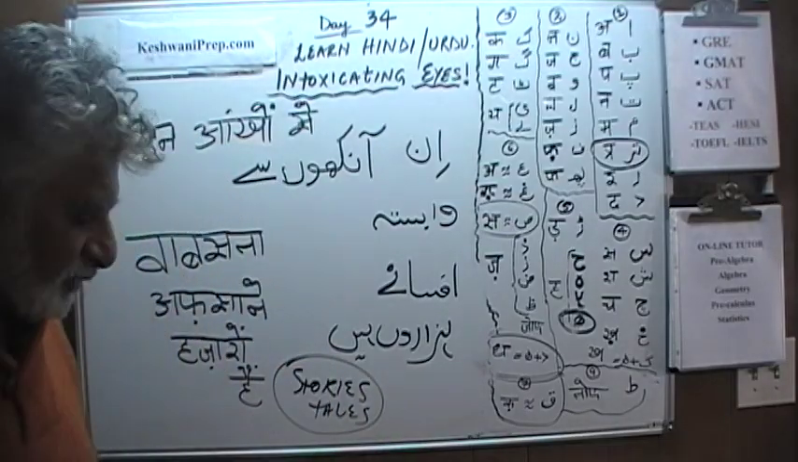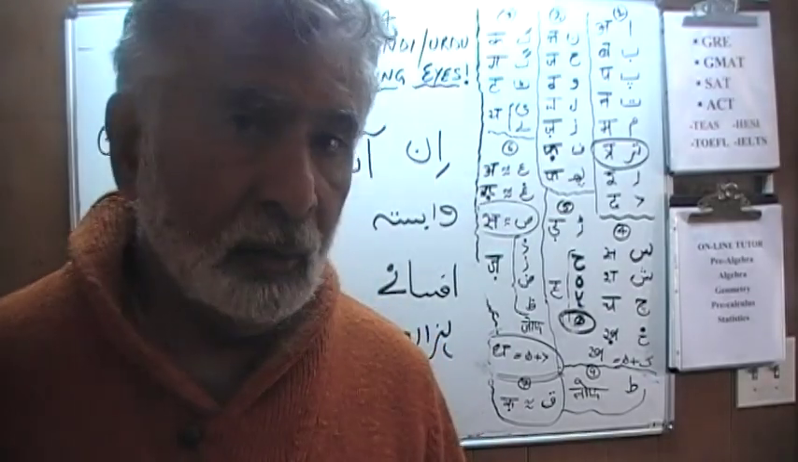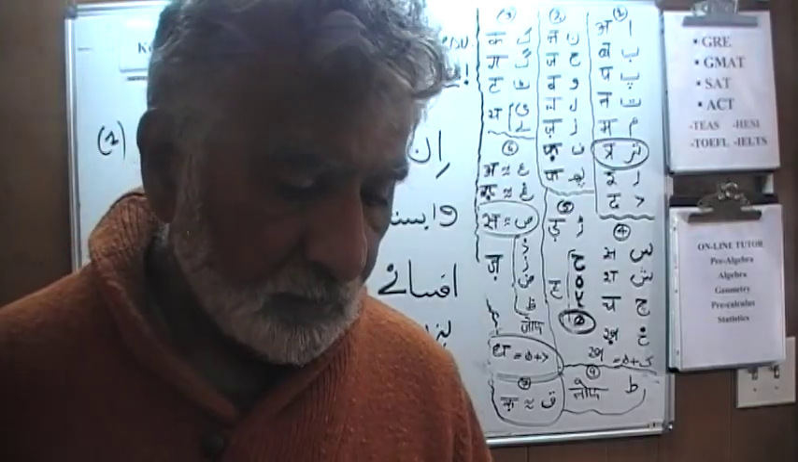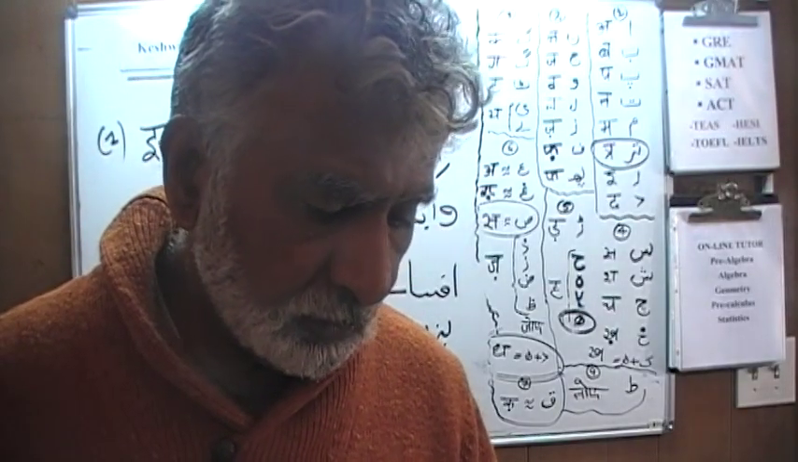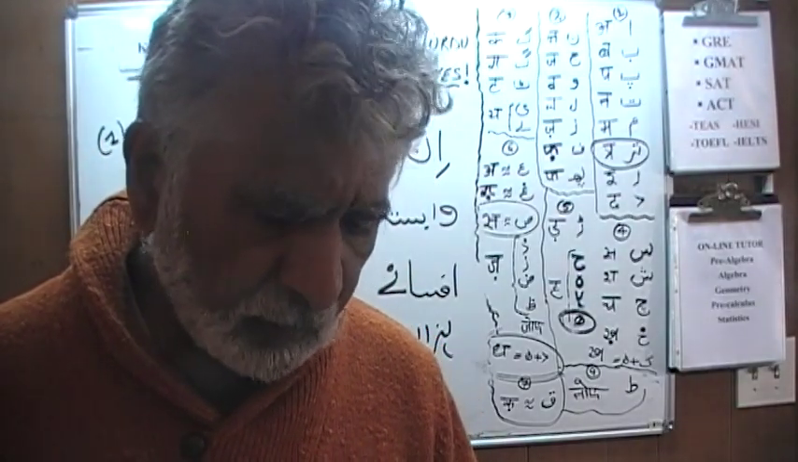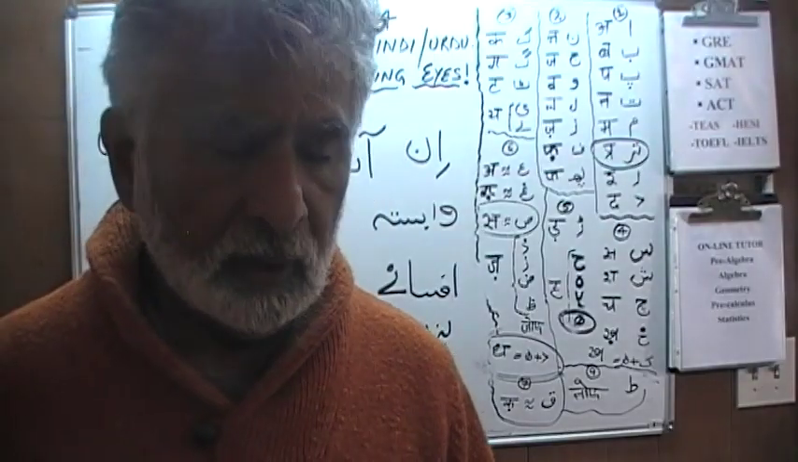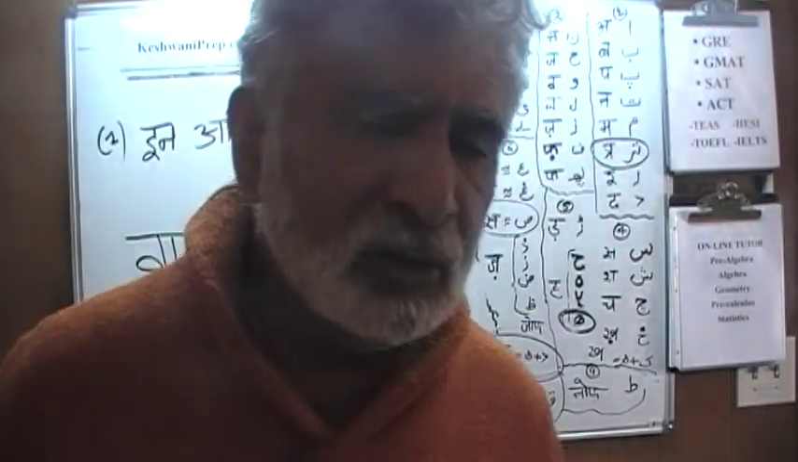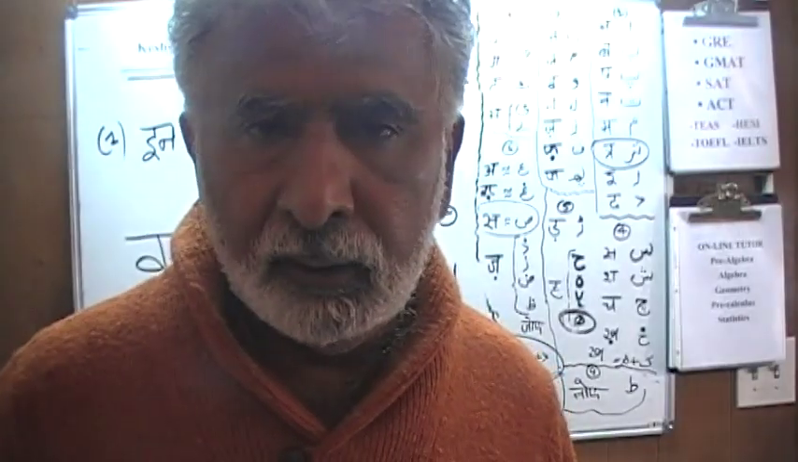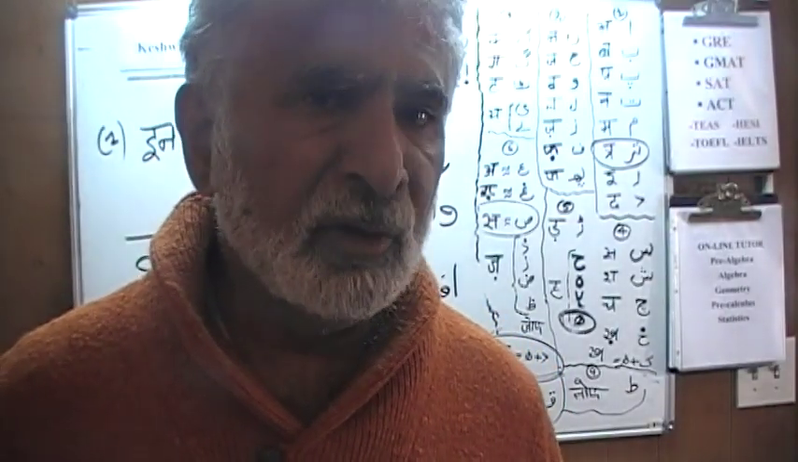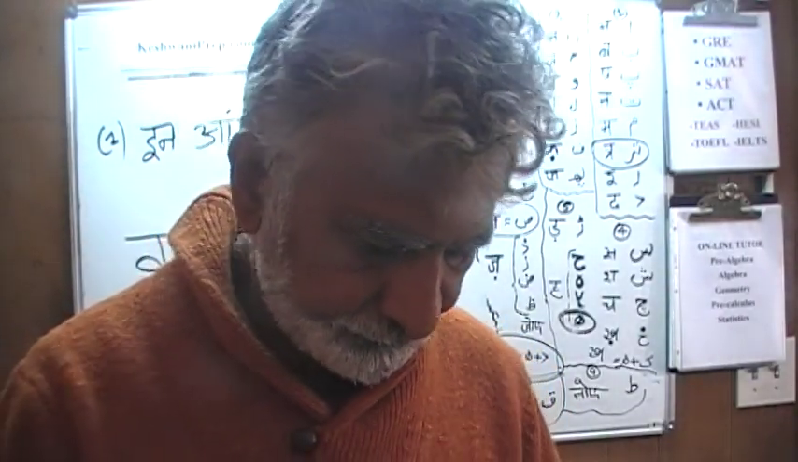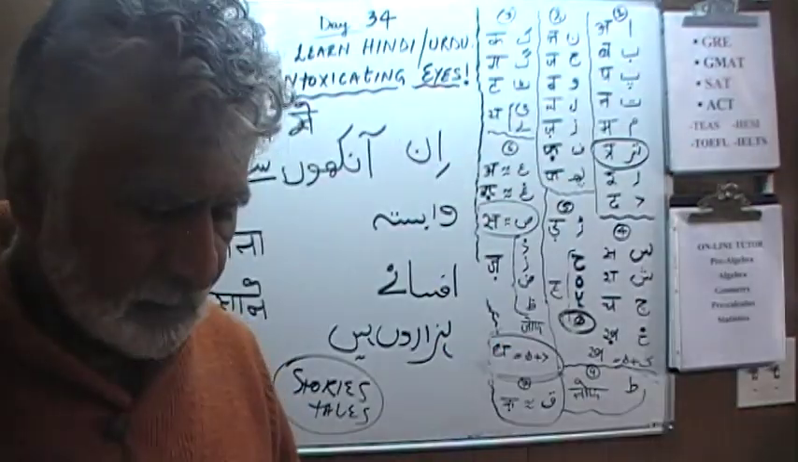इन आँखों से वाबस्ता अफसाने हजारों. There are thousands of stories that have been told about my eyes. There are thousands of stories that have been written about my eyes. That's it. That was the fourth line.